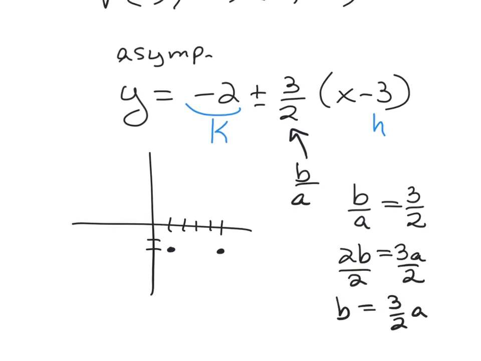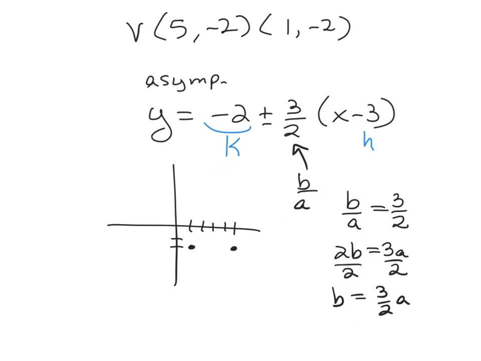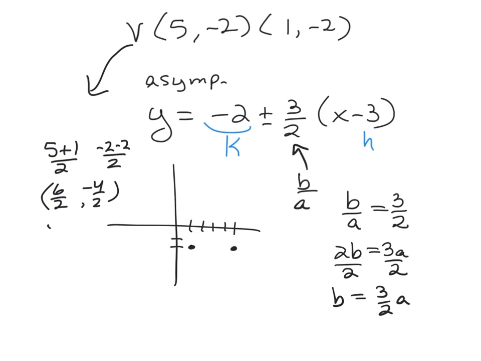Now, I can also figure out, since these are the vertices, I can also realize that my center is not at the origin. I can find the midpoint to figure out the coordinates for the center. 5 plus 1 divide by 2, -2 minus 2 divide by 2, 6 over 2, -4 over 2. So 3, -2 is going to be my center point. So it's going to be right here. So I can calculate my A value, and you can see that this vertice is 2 spaces away, so I can get A equals 2.